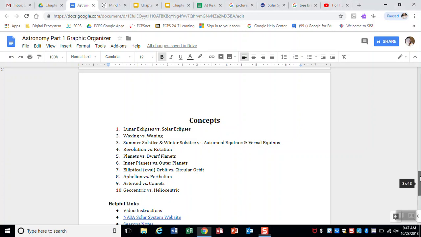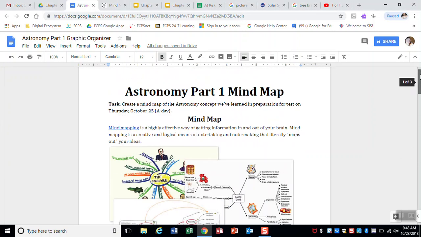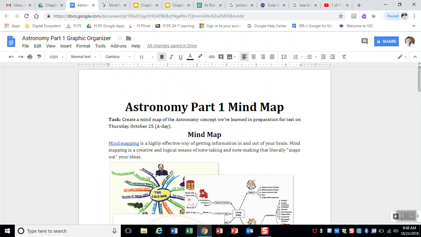So you might be wondering what we're doing in class today. You're like, what is going on? So here's a quick rundown of what you should be doing. You're doing the Astronomy Part 1 mind map. You're going to create a mind map of the astronomy concepts that we've learned so far this year.